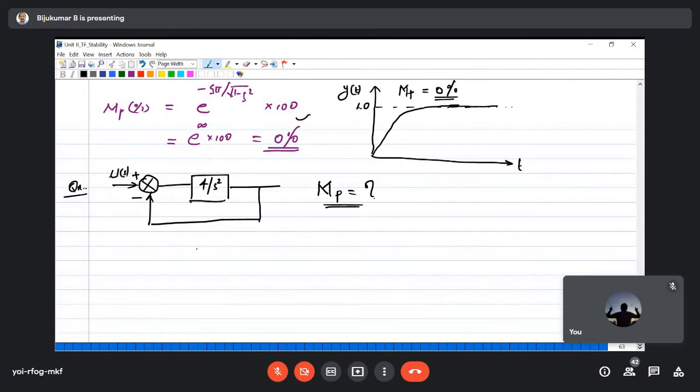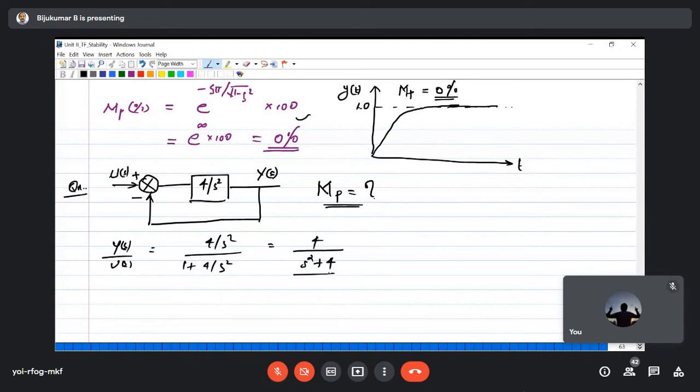There is a question, because I want to tell something. That's why we are repeatedly doing this. Okay. So for this system, first of all, you have to derive the transfer function. So Y(s) by U(s) becomes 4 by s square divided by 1 plus 4 by s square. That is 4 divided by s square plus 4.